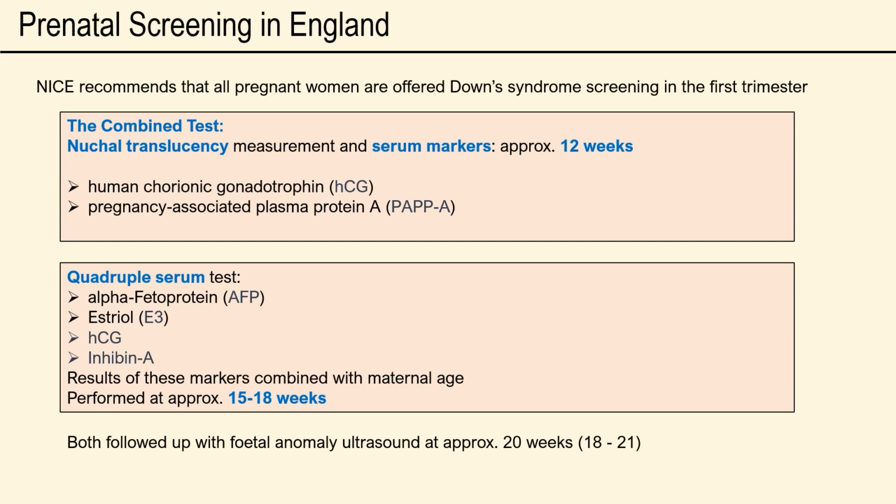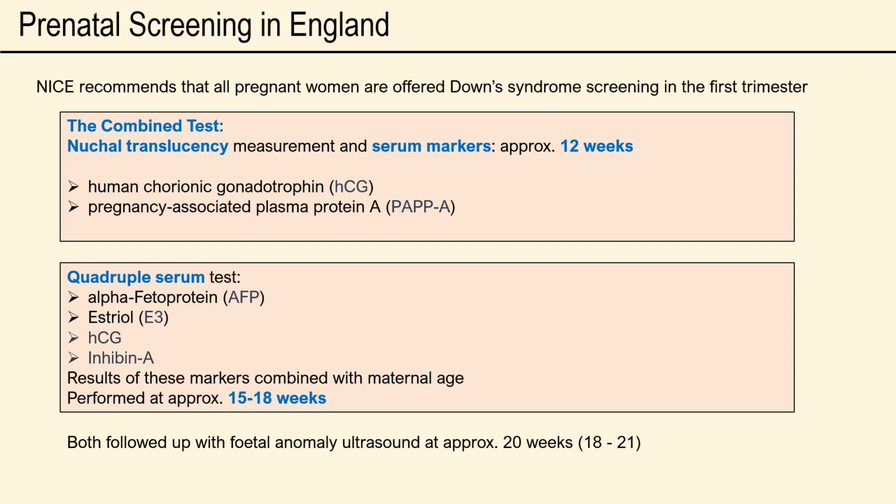The combined results from this NT measurement and the serum markers are then input into a computer-generated algorithm, and a risk factor is calculated. This risk factor is delivered to the obstetrician or midwife and the pregnant person. If the risk factor is believed to be greater than 1 in 150 chance of having a fetus with Down syndrome, then diagnostic tests are offered to the parent.